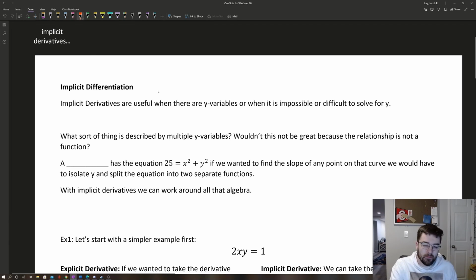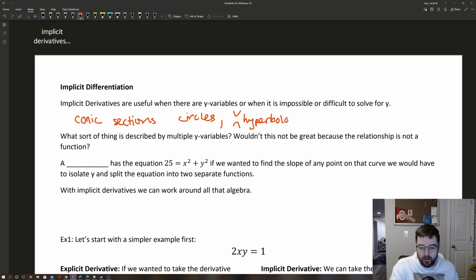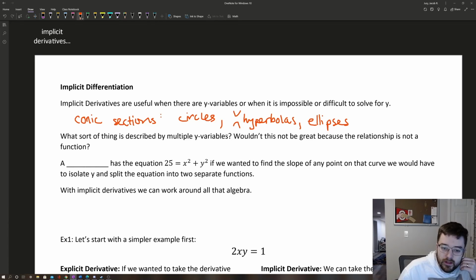And you might not remember some of these things, maybe from geometry or other math classes, but these are going to be your conic sections, which are like circles. We've got hyperbolas, which is like two parabolas facing away from each other, and we also have some stranger shapes, but also ellipses. So we can get some interesting motion with circles and ellipses and other things like that.